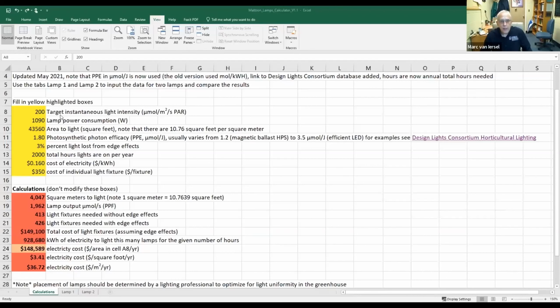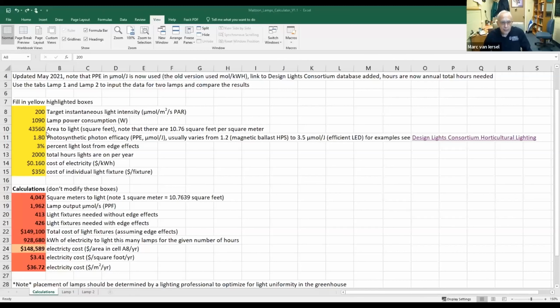So you can specify how much light your lighting system can provide. So in this example, that is 200 micromoles per square meter per second. And the power consumption of an individual lamp or fixture. So here we have 1090 watts. That is typical for a 1000 watt high pressure sodium light. They use a little bit more than 1000 watts.